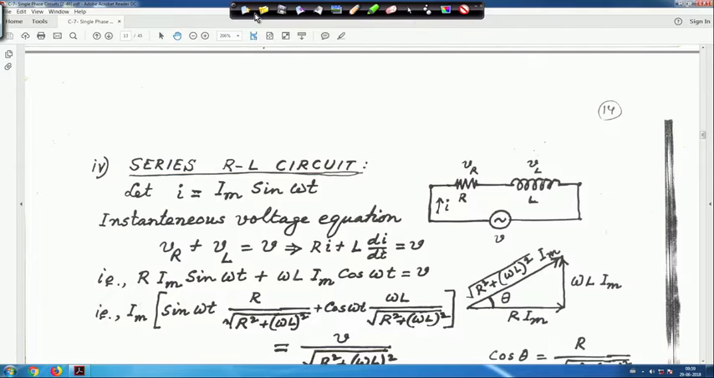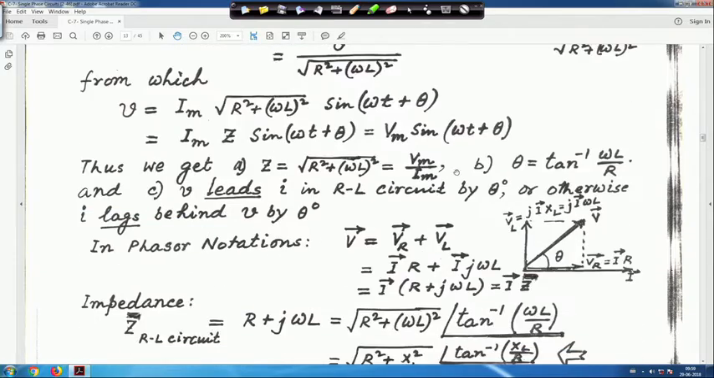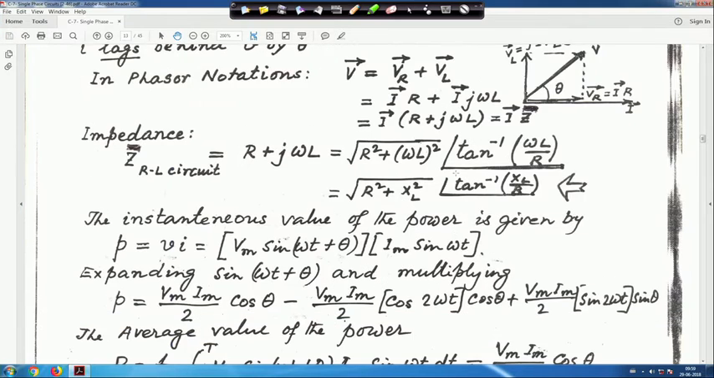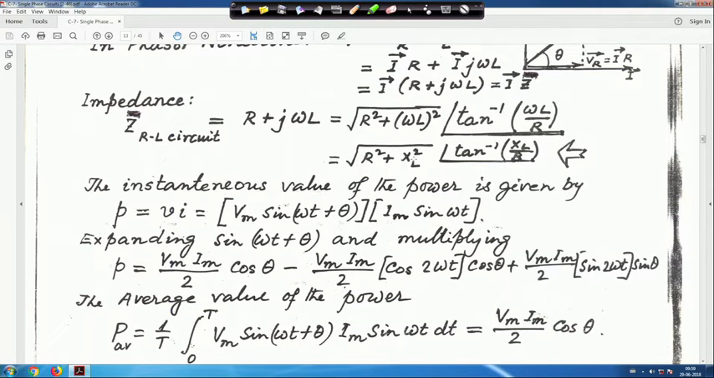A little bit of understanding is required. Once it is done, Z is equal to R plus jLω, and this is the magnitude. We call XL equal to Lω, and the angle is tan inverse XL upon R, or Lω by R, as I told you.